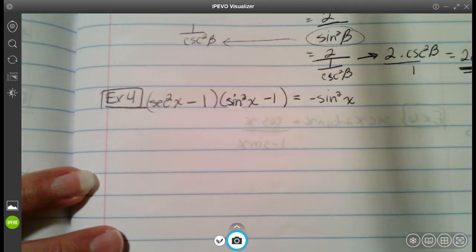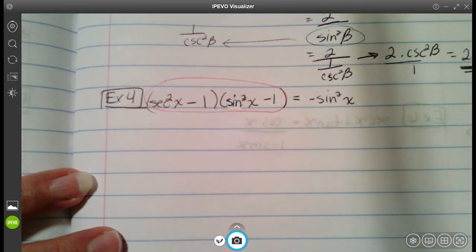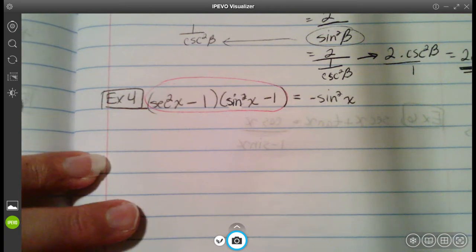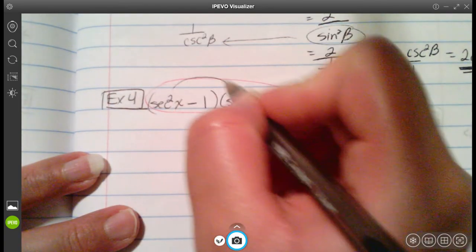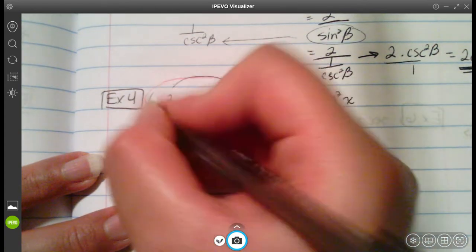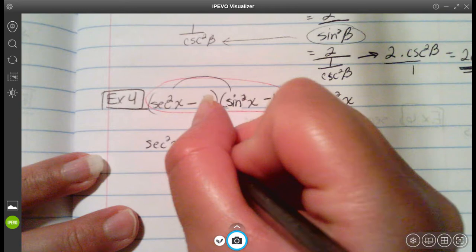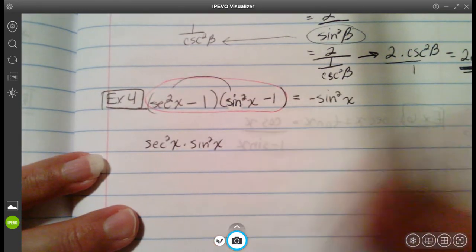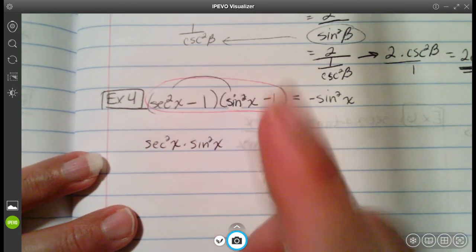So in this one, I'm definitely going to work with this one. I'm going to multiply these two and see what happens. Okay, so let us do that. We can go ahead and do the first terms. So that's going to be secant squared of x times sine squared of x. And you just got to put them next to each other at this point because it's a different function, right?